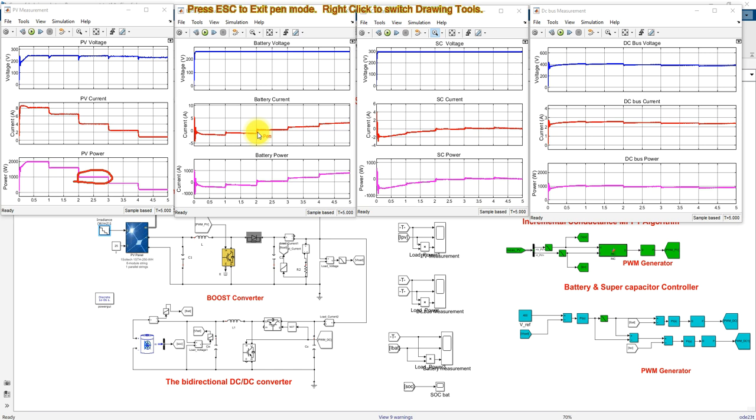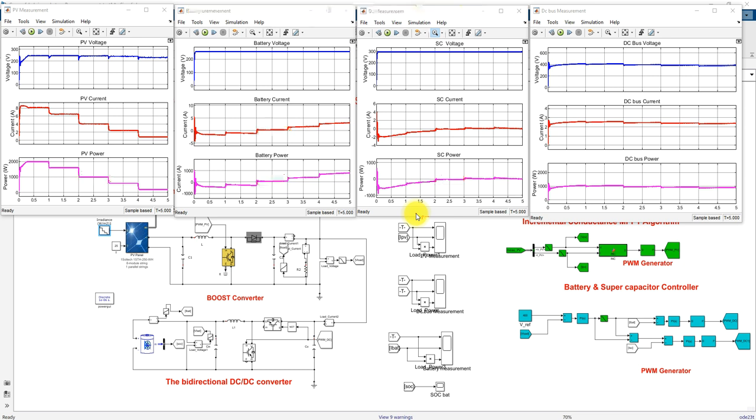Here you can see that the battery current goes to some positive value. So the battery will supply some power to the DC microgrid, and you can see the supercapacitor current is equal to 0. So now what happened? PV power is equal to load power, so that's why the battery comes to discharging mode and the supercapacitor comes to idle case.